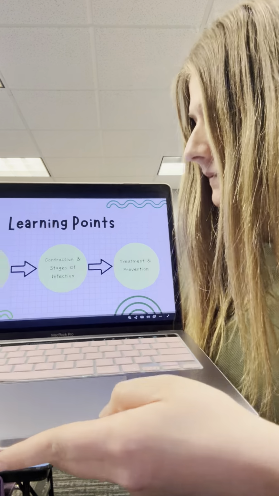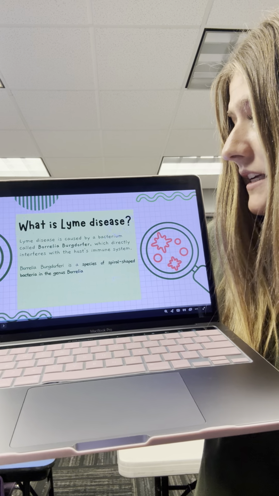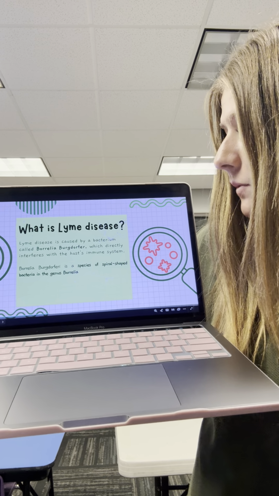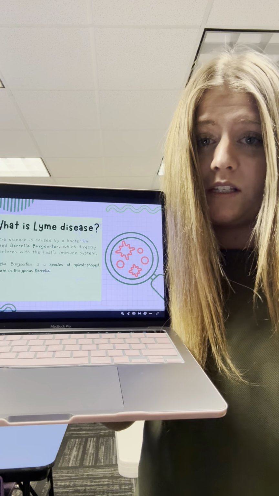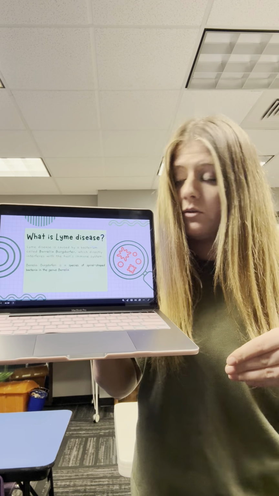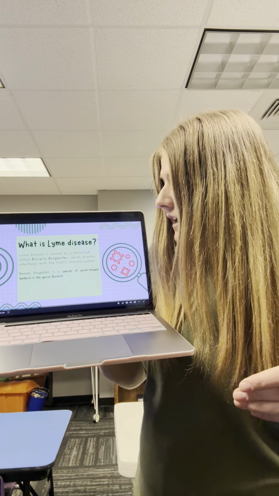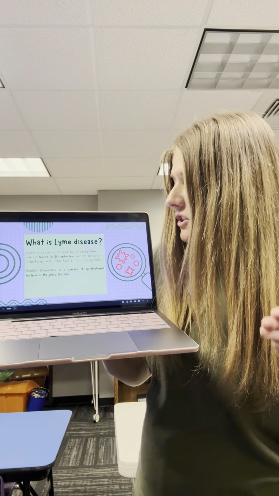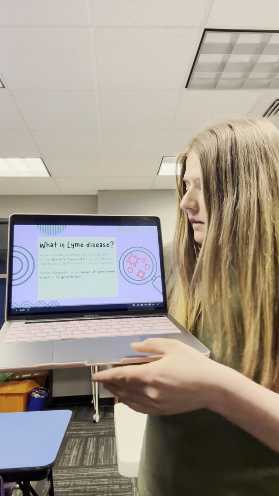So secondly, what is Lyme disease? Lyme disease is caused by a bacterium called Borrelia burgdorferi, which directly interferes with the host's immune system. So this bacteria comes into our bodies and infects us. And its specific species is a spiral-shaped bacteria in the genus Borrelia category.